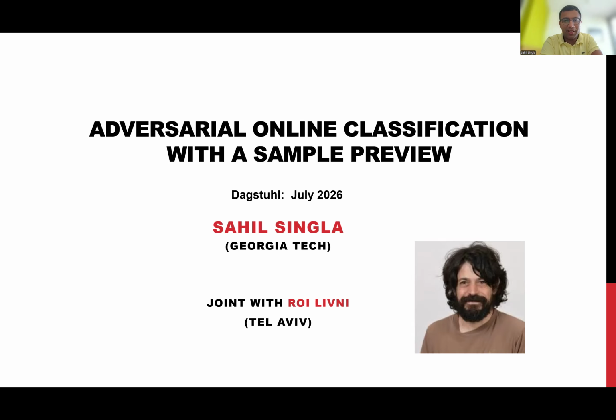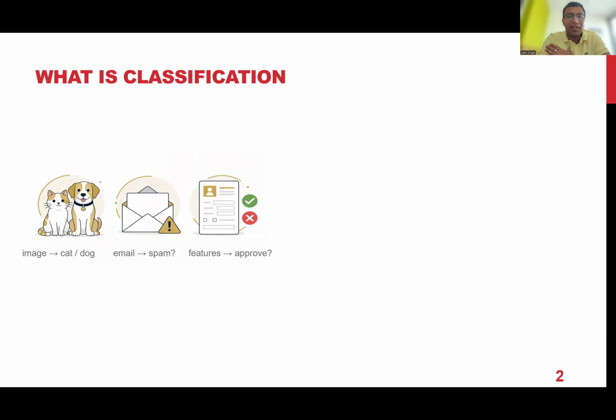So let's start with what a classification problem is. The historical examples: you're given images and want to identify whether it's a cat or a dog; you're getting emails and want to identify whether it's spam or not spam; or you're getting loan applications and need to decide whether to approve or not. Classification is basically coming up with a decision, usually a yes/no decision, given some features about the problem.